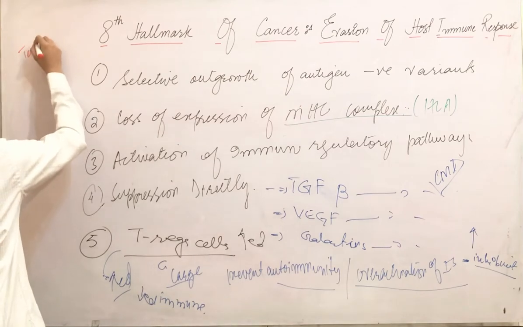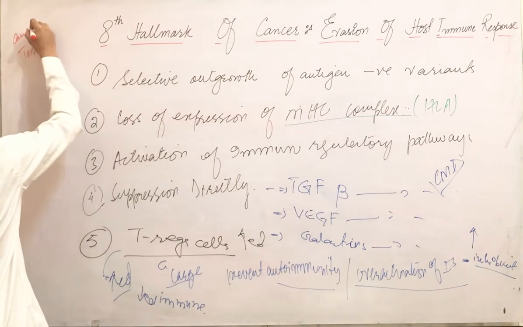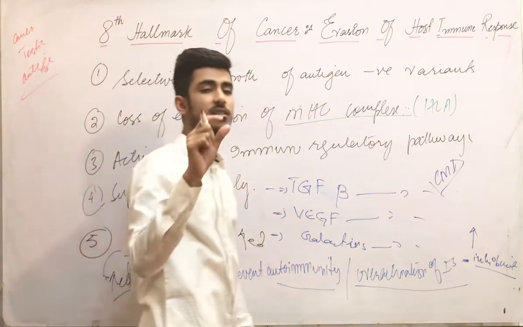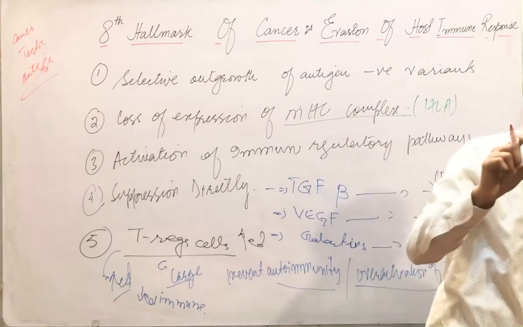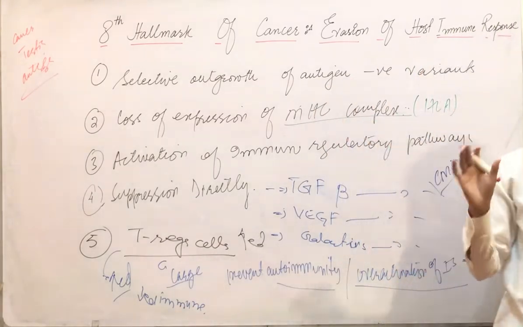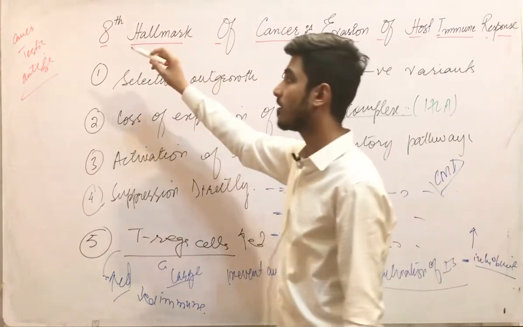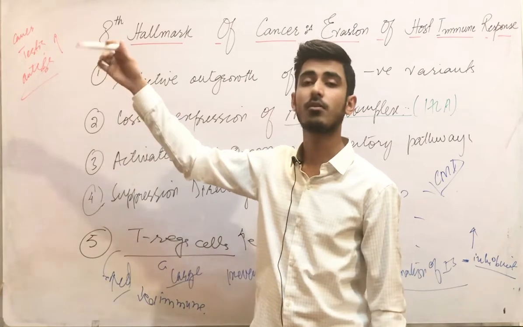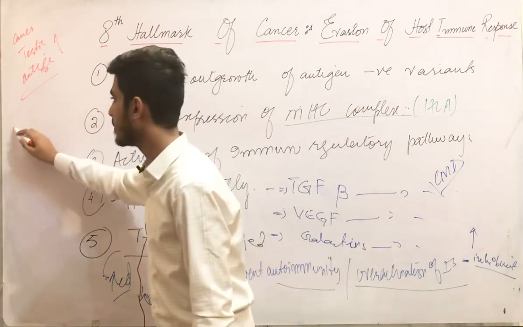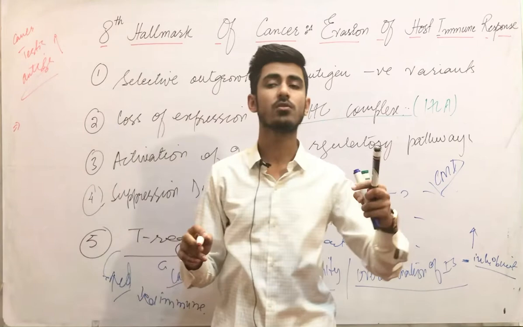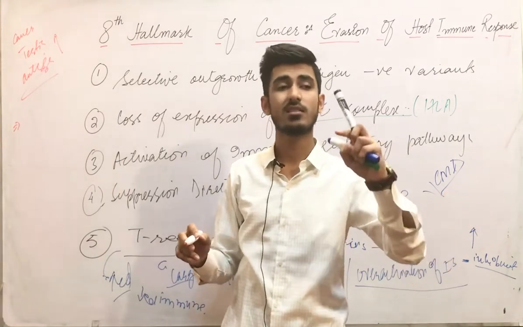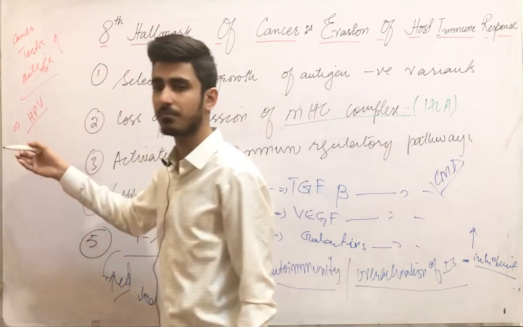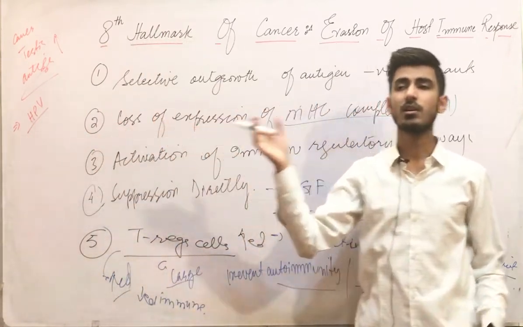That is, for example, cancer testis antigen. This antigen is basically normally expressed in our germ cells, and it is not expressed in any other part of our body. But if it is expressed in any other part of the body except the germ cells, then it will be called abnormal or aberrantly expressed. Then we have certain oncogenic viruses that can suppress the immune system. One of them is the human papilloma virus.